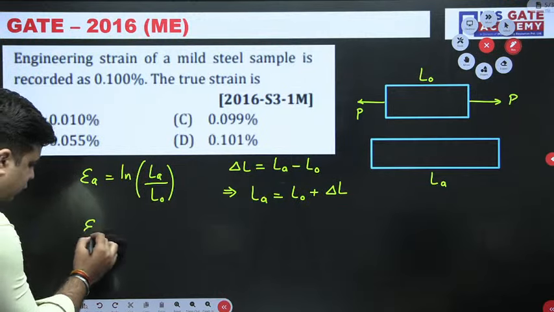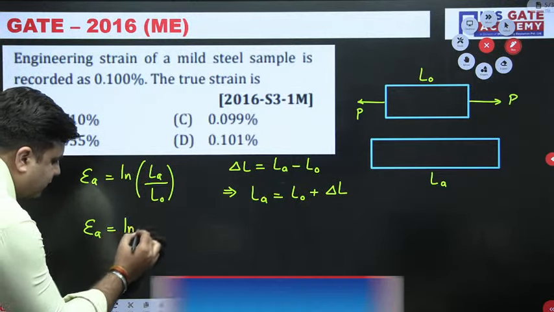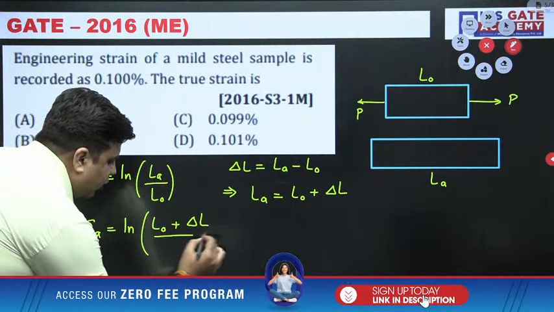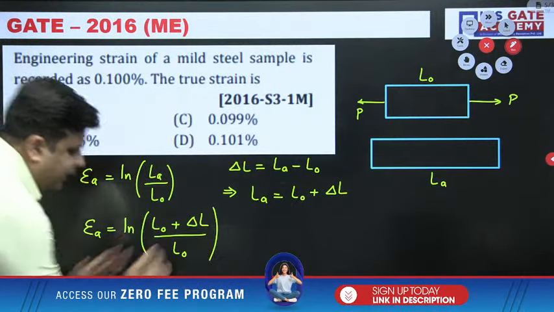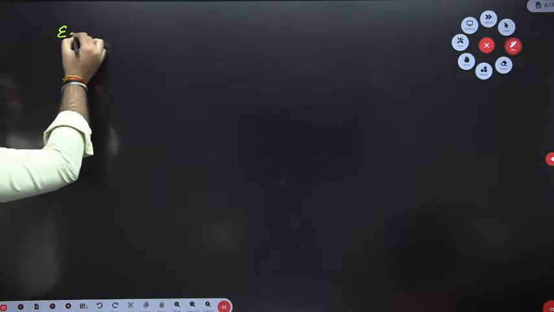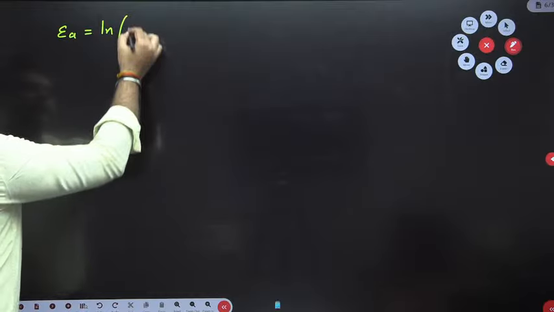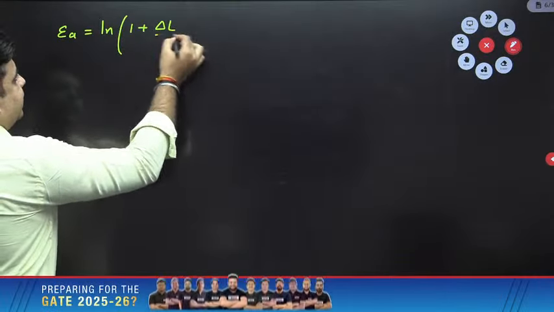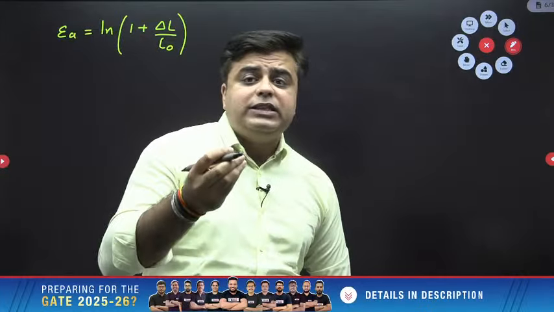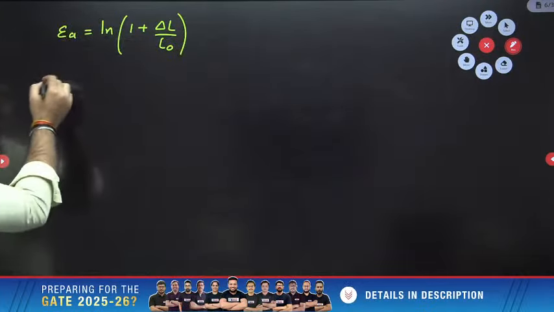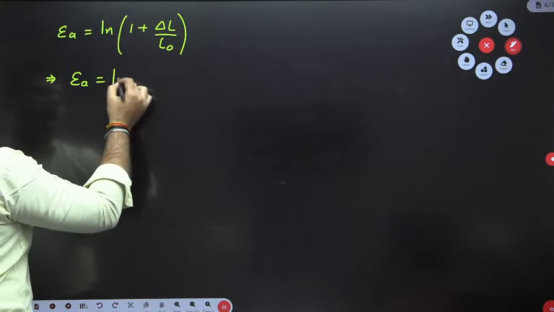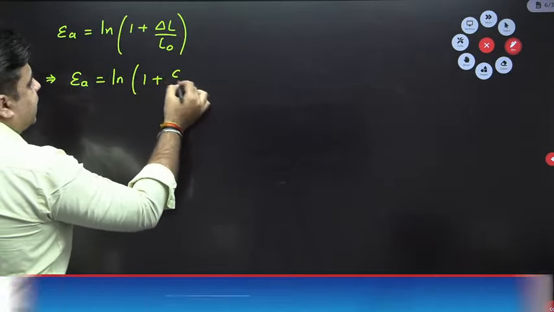So you have actual strain equal to natural log of (L naught plus delta L) divided by L naught. Just separate the terms and you will realize that your actual strain is nothing but natural log of 1 plus delta L by L naught. And delta L by L naught is nothing but your engineering strain. So I will write epsilon actual is equal to natural log of 1 plus epsilon naught.